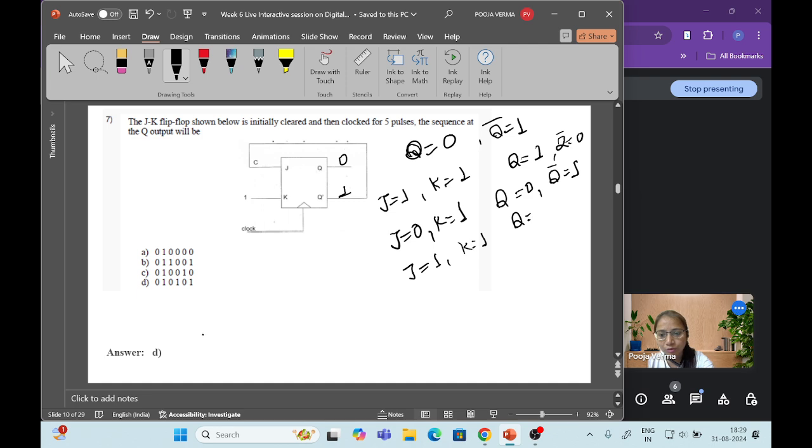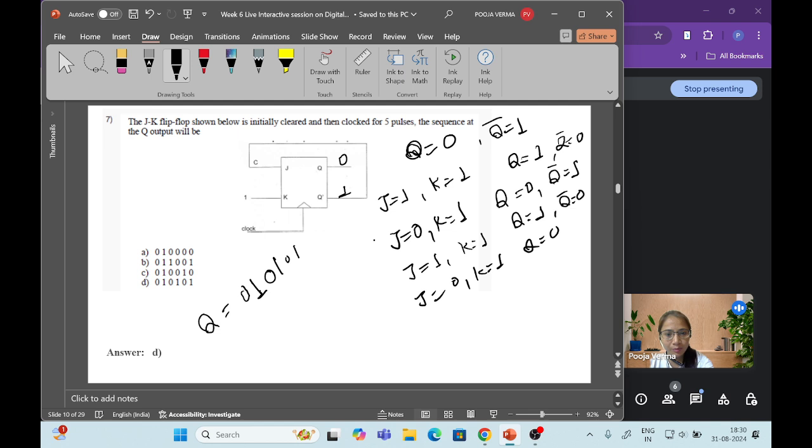Initially, first we also have to check the output, right? So first it is 0, then it has gone to 1, then again the output is 0, and then again it is 1. Q dash will be 0, again J is 0 and K is equal to 1, again what will be the output? 0. So 0 1 0 1 0. For 5 pulses it will generate 0 1 0 1 0.